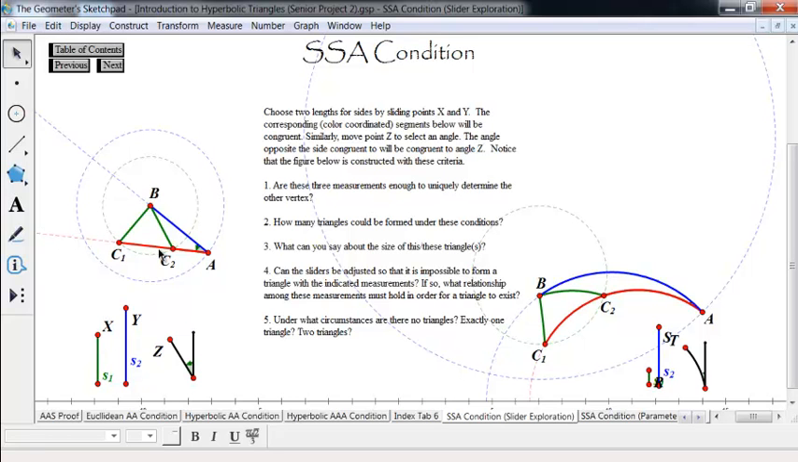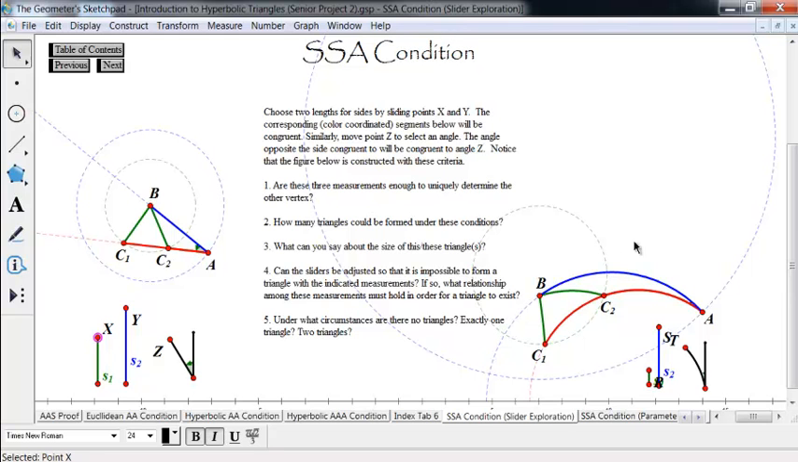And because of this possibility, the side-side angle condition by itself, without any further information, is not enough to guarantee that you have one congruence class of triangles. So you could have, depending on the measurements, 0 congruence classes, 1 class, or 2 classes. No more than that, but you do get two classes.